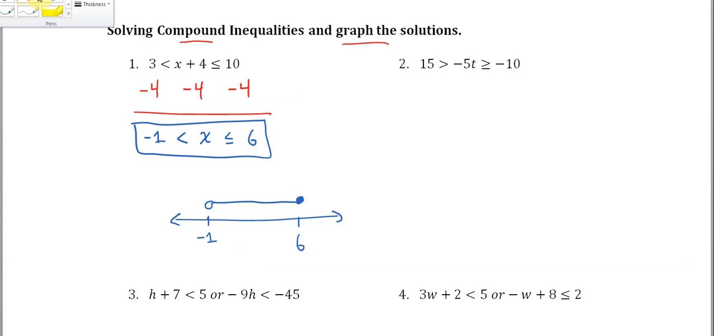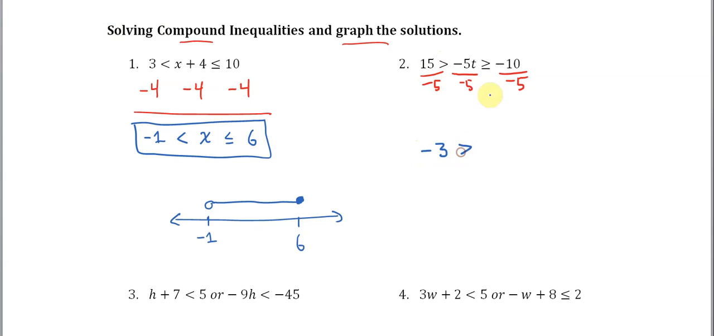All right, let's do another one. So here we have 15, negative 5t, and negative 10. So to isolate the t, we're going to divide by negative 5. Okay, divide by negative 5, and divide by negative 5 in all three parts. So that will give us 15 over negative 5 is negative 3.